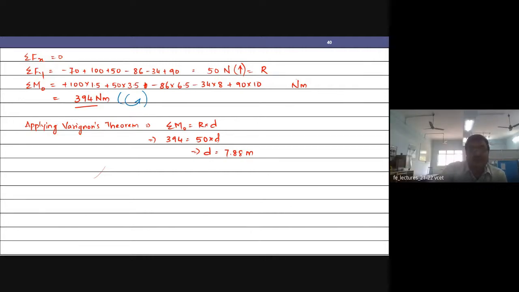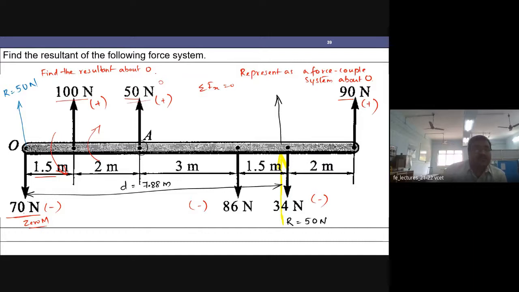So now, firstly I'll be marking the force of 50 Newton from O. Secondly, I'll be adding a moment here, a couple. For this couple, since there is no space to write it there, I am writing it here: M equal to 394 Newton meters. Even if you don't write M, 394 Newton meters is fine. This shows that there is a couple there. Showing 394 Newton meters is enough.